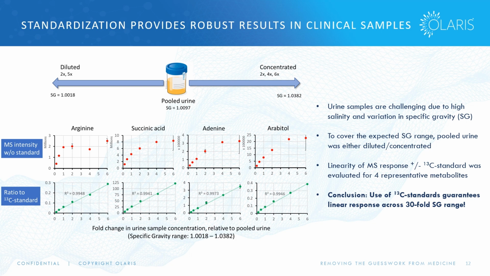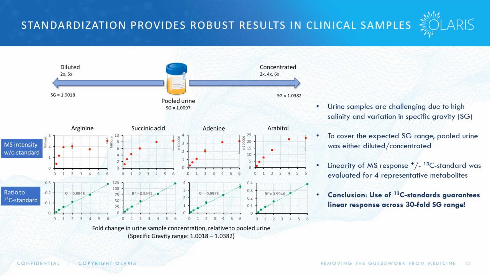And so here you see four metabolites that are representative of various chemical classes. What you can see, going from very dilute all the way to very concentrated on the x-axis, is that if you just look at the MS intensity without any sort of normalization, as the sample gets more concentrated, the signal drops off. There should be a linear increase of the signal, but that was not what we were observing, and that's due to the high presence of the salts causing ion suppression.